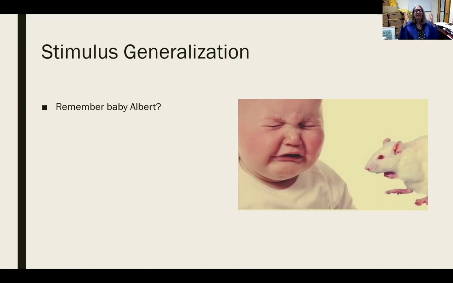So white rat, loud noise, fear. White rat, loud noise, fear. Eventually, Little Albert sees that white rat and he's afraid. So that conditioned stimulus led to the conditioned response of fear. Okay. So he was conditioned through classical conditioning to fear white rats.